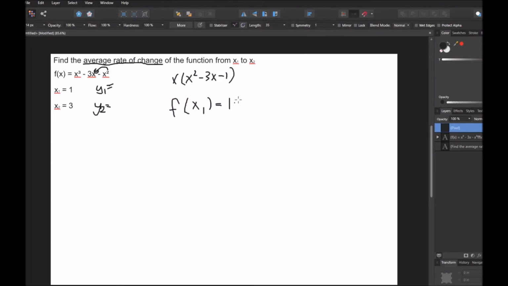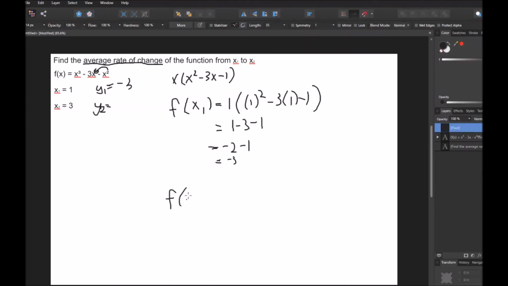So that's going to be 1 times 1 squared minus 3 times 1 minus 1. This one we can basically get rid of because it's not going to change the final result either way. So 1 squared is 1, negative 3 times 1 is negative 3, and then that negative 1 is going to stay there. Then 1 minus 3 is negative 2, negative 2 minus 1 is negative 3. So our y1 is negative 3.